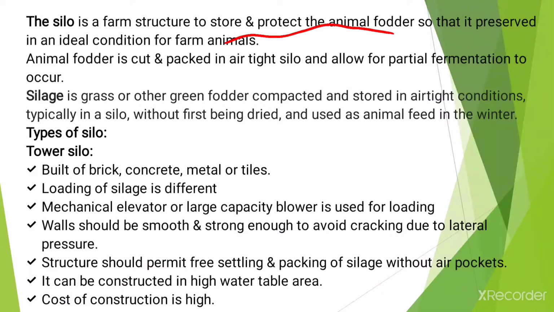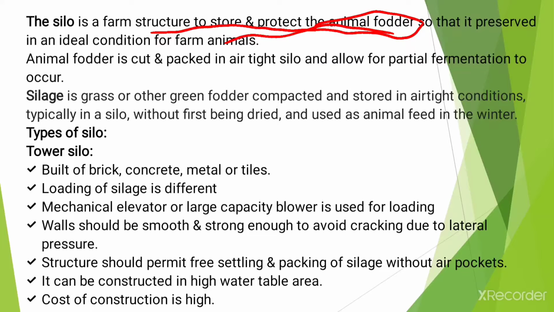Now what is meant by silo? Silo is the farm structure that is particularly used to store and protect the animal fodder so that it is preserved in an ideal condition for farm animals. In this case, animal fodder is cut and packed in an airtight silo and allowed for partial fermentation to occur.